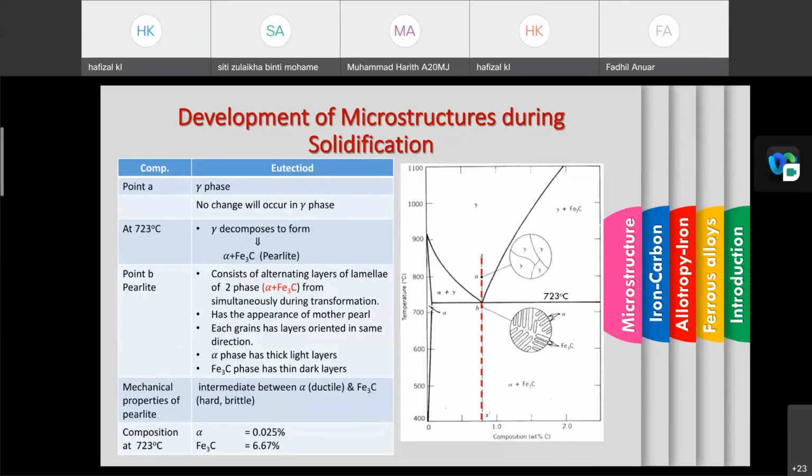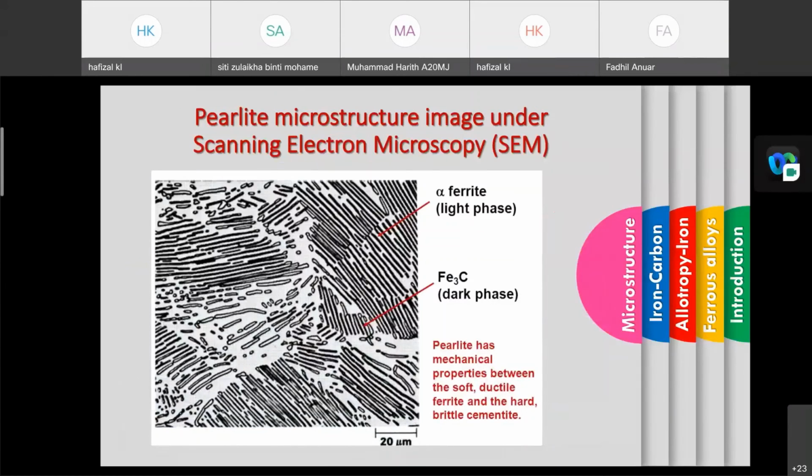Okay, and if we look at the composition of the alpha at this point, you can see the alpha composition is 0.25 if we project to this axis, and for the cementite is this point, whereby the composition is 6.67. So if you look at the microscopic diagram, this one is taken by using a scanning electron microscope. This is the pearlite microstructure image.